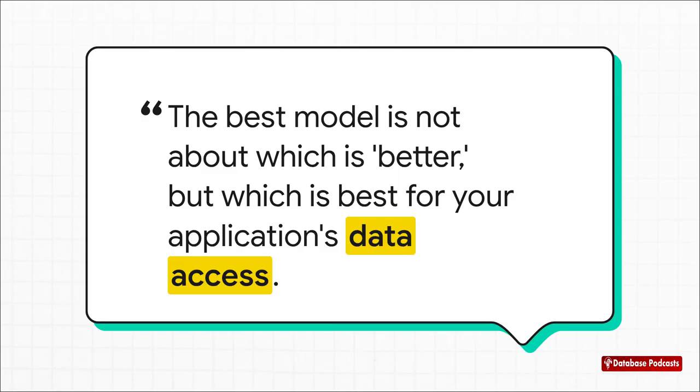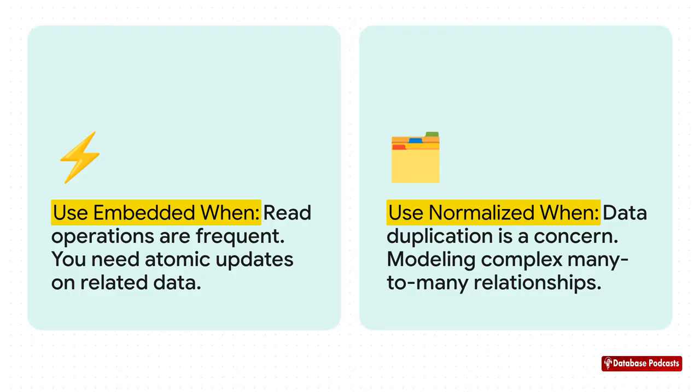And the answer, really, is this. There is no single better model. The best choice is always pragmatic. It all comes down to how your application actually needs to read and write its data. It's all about your access patterns. So let's break this down into a simple cheat sheet. You're going to lean towards the embedded model when your app is doing a lot of reading and you need related data served up together fast. It's also the clear winner for those atomic updates we talked about. On the flip side, you'll want to go with a normalized model when data duplication is a real risk, or when you're dealing with complex many-to-many relationships or big hierarchies.